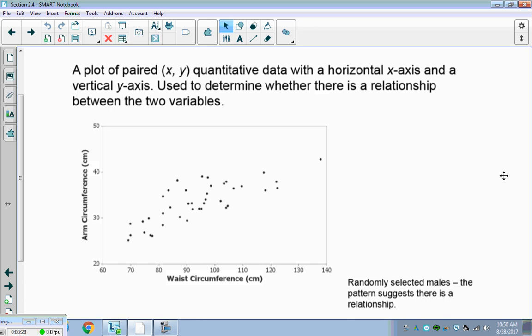So interesting. We're going to learn as we continue. We are going to be able to find what's going to be called a best fit line or line of regression that would then model that data. Okay? And how strong that relationship is.